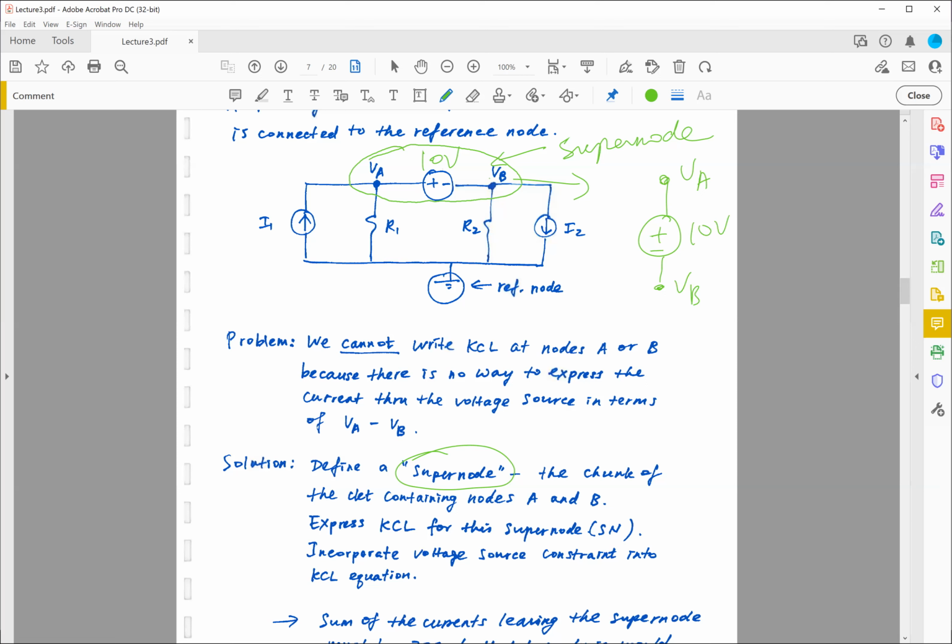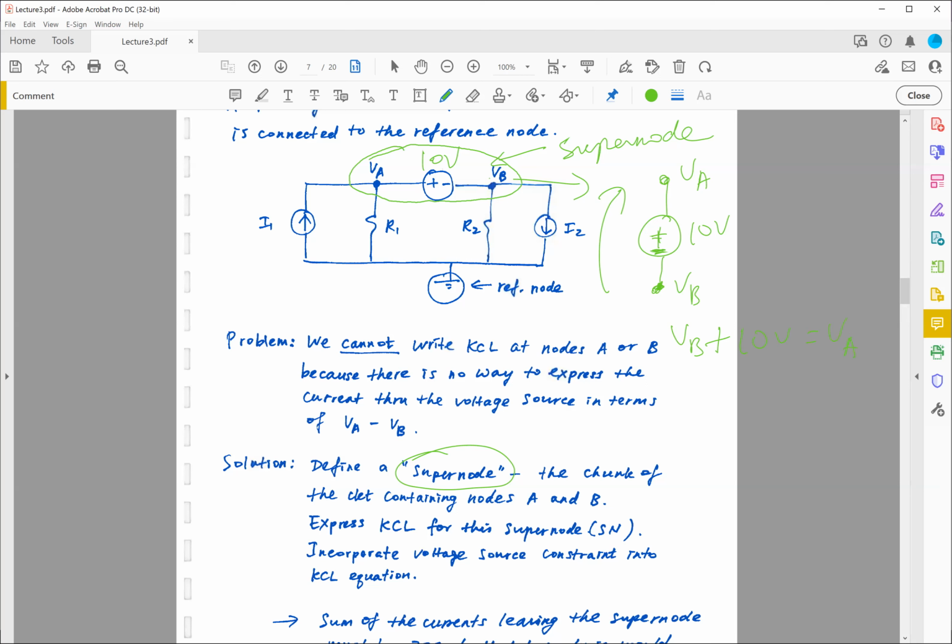So what do you do here? Remember the voltage rise and voltage drop discussion that we had earlier? This is the node associated with the negative sign, so we know it is at lower voltage. So in this case, I have a voltage rise from VB to VA by 10 volts. I go from negative to positive, so I know it's a voltage rise. In other words, VB, the lower voltage, plus 10 volts, the voltage rise, is equal to VA.